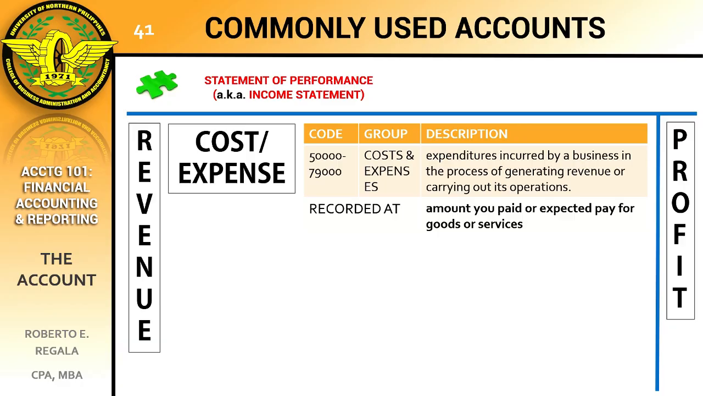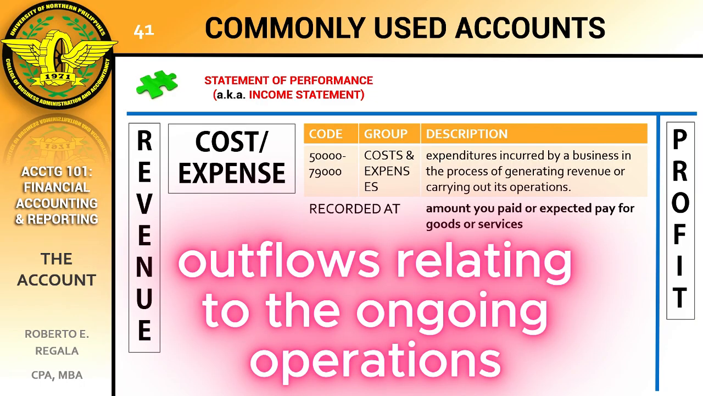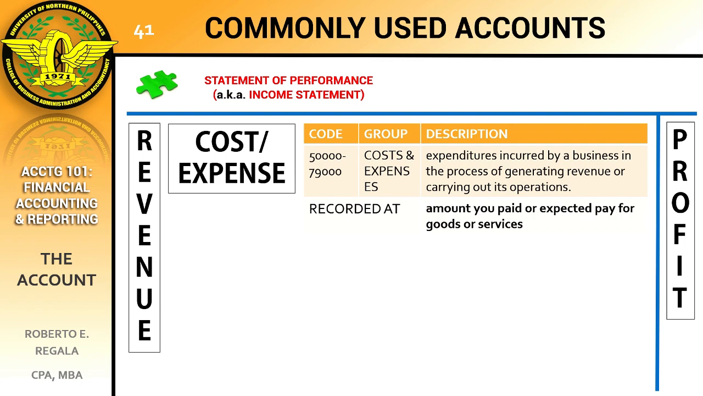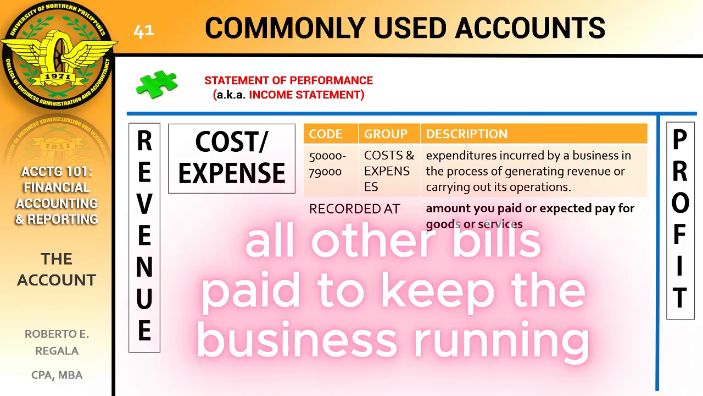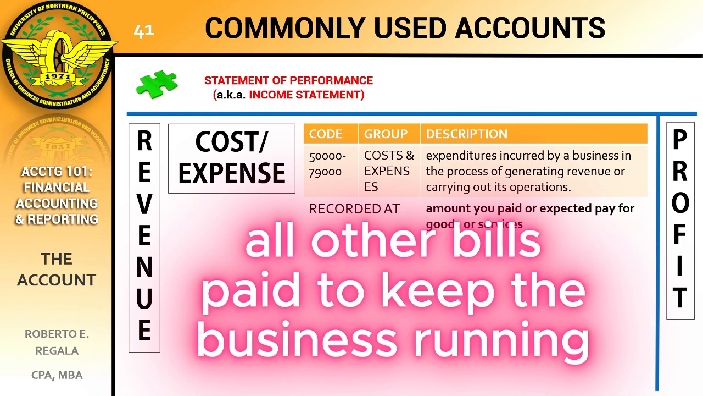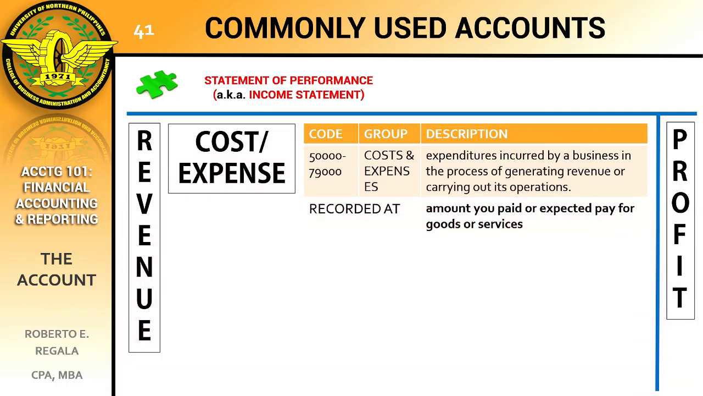Expenses refer to the broader category of outflows related to the ongoing operations of the business, including both direct and indirect costs, which are the day-to-day operating expenses, like rent, salaries, utilities, and marketing, depreciation, and other costs associated with running a business. Think of it as all the other bills you have to pay to keep the lights on and get the word out.